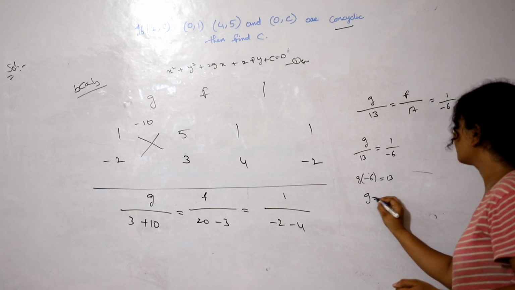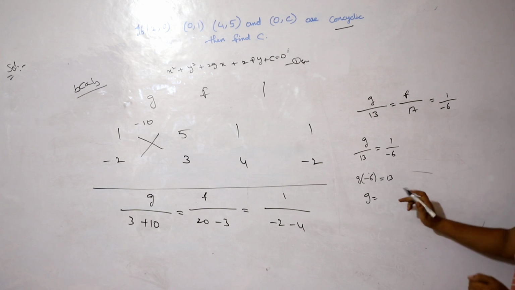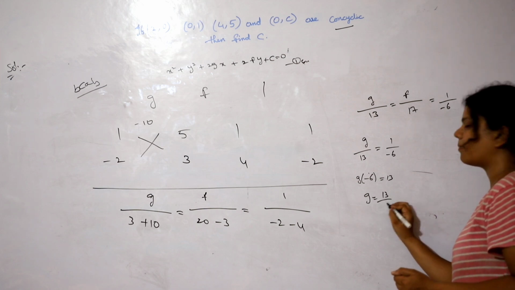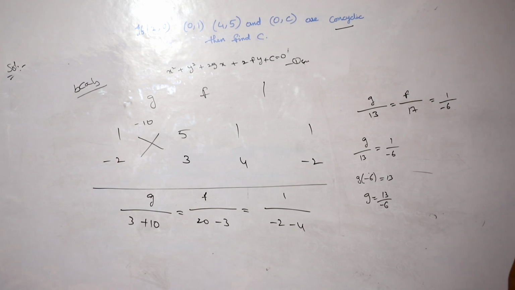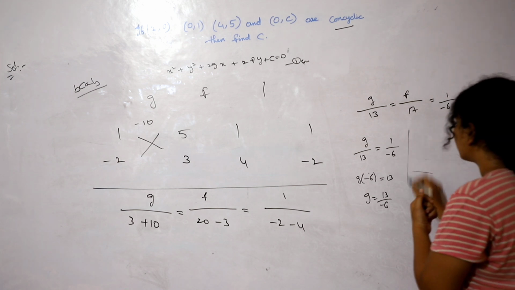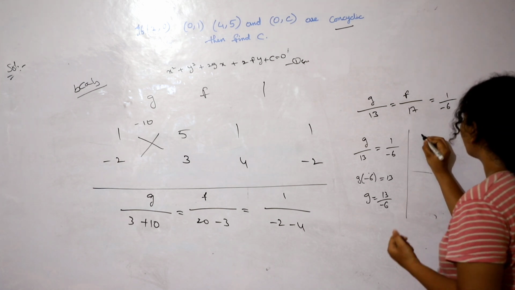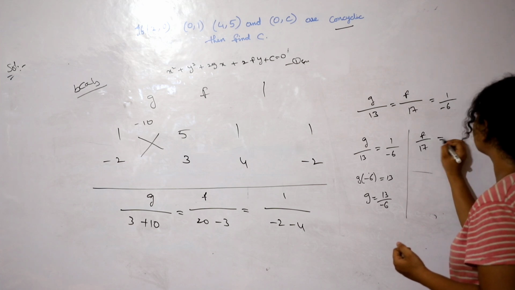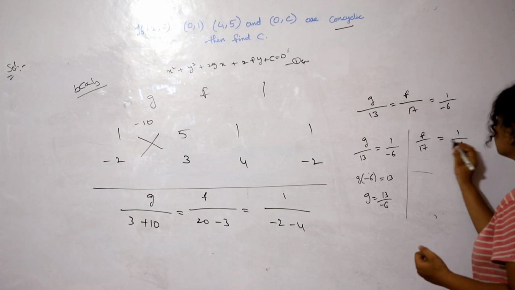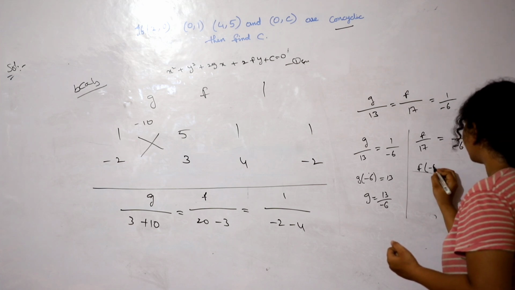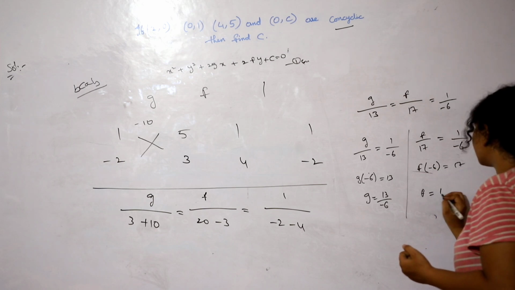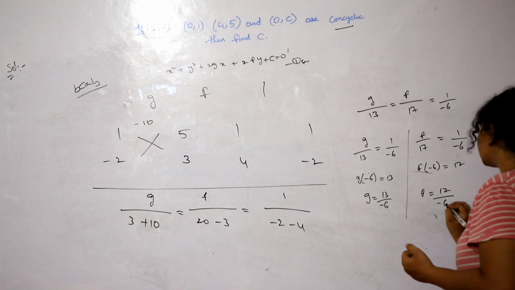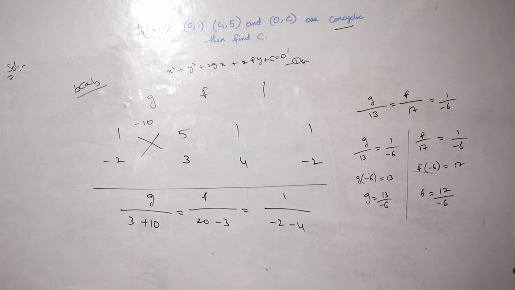g equals, take this minus 6 to the other side, this becomes 13 upon minus 6. So we got the g value as 13 by minus 6. Now coming back to the f value: f by 17 equals 1 by minus 6. Cross multiplication, f into minus 6 equals 17. f equals 17 upon minus 6. Clear? So we got the f value, we got the g value.